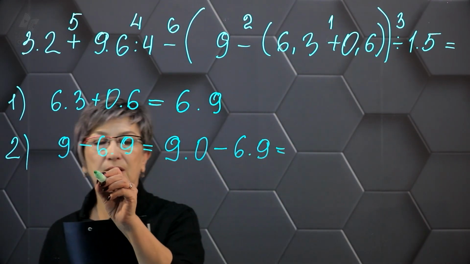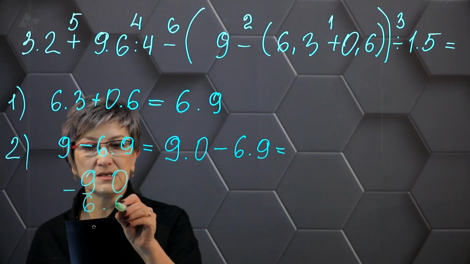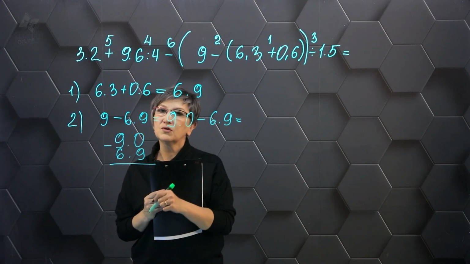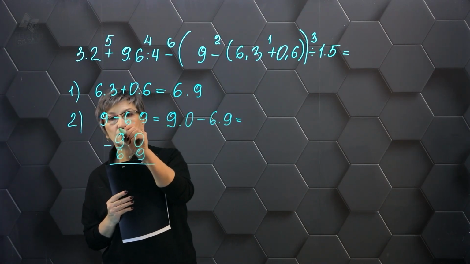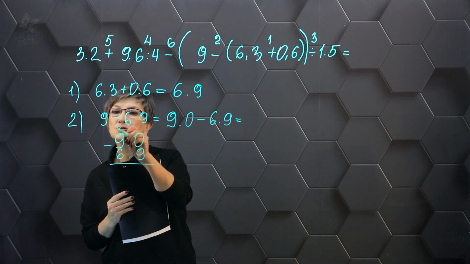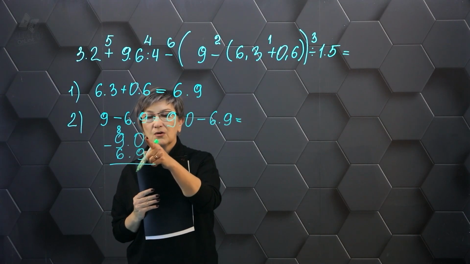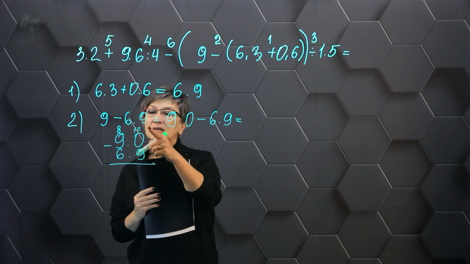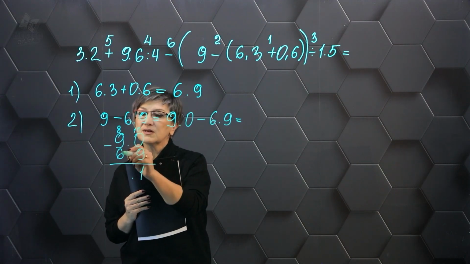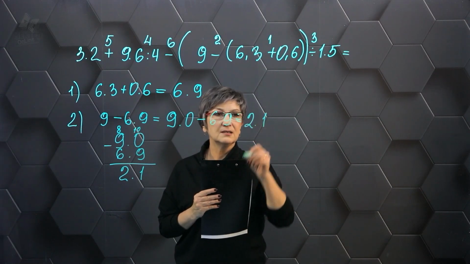So, 9.0 minus 6.9, and I'm doing the subtraction. Since it is impossible to subtract 9 from 0, I will borrow a unit from the 9. That leaves me with 8, not 9, so that I don't forget, I've written the 8 here. And now I'm going to subtract. 10 minus 9 is 1. A decimal point. And from 8 subtract 6, that would be 2. The outcome is 2.1.